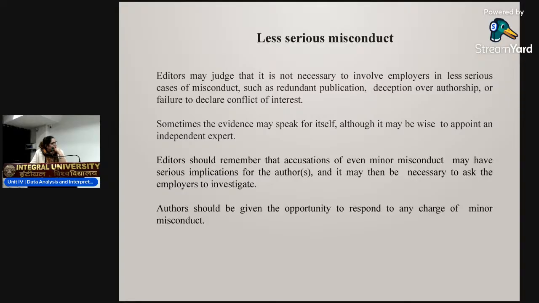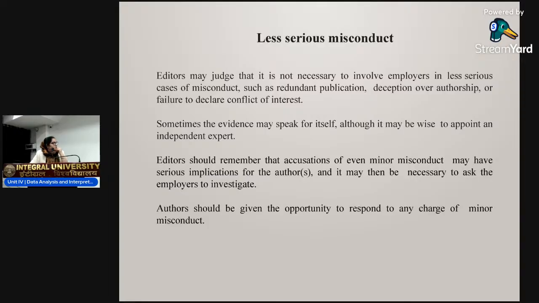So for less serious misconduct, editors may judge that it's not necessary to involve employers, such as redundant publication, deception over authorship, or failure to declare conflict of interest. These are some of the malpractices which are not considered so serious. Which ones? Failing to disclose conflict of interest, redundant publication, deception over authorship, or maybe plagiarism in the introduction or some other part of the paper. But that doesn't mean that it's kosher, that you can do it. No. Why?